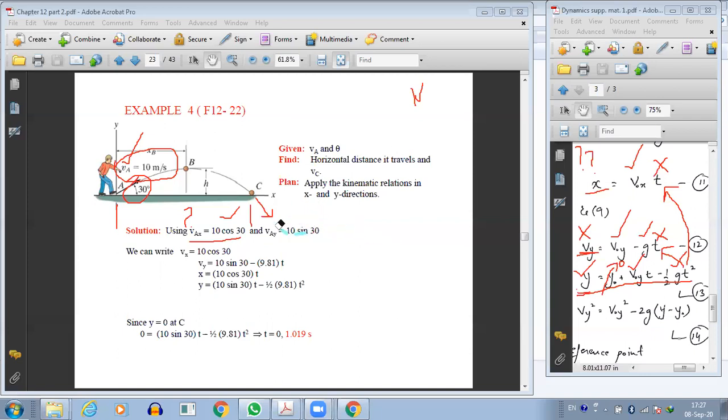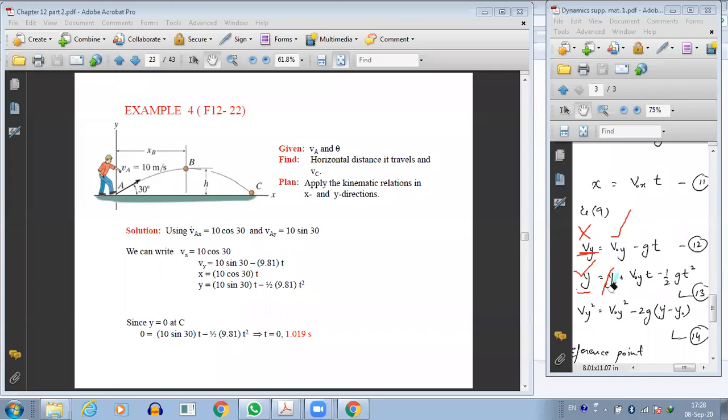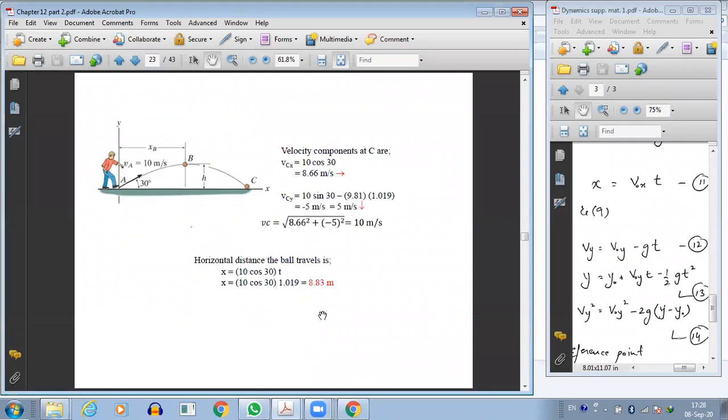Okay, so let me rub it. So you see here, first they made up the equation, then put y equals 0, find out the time. Once you have the time, then you can substitute into the main equation to get vy, and also you can substitute in the equation here, x equals v naught x t, to get the distance.